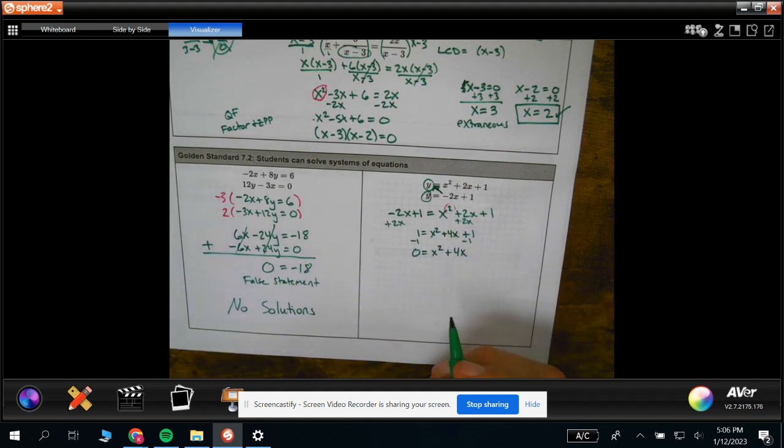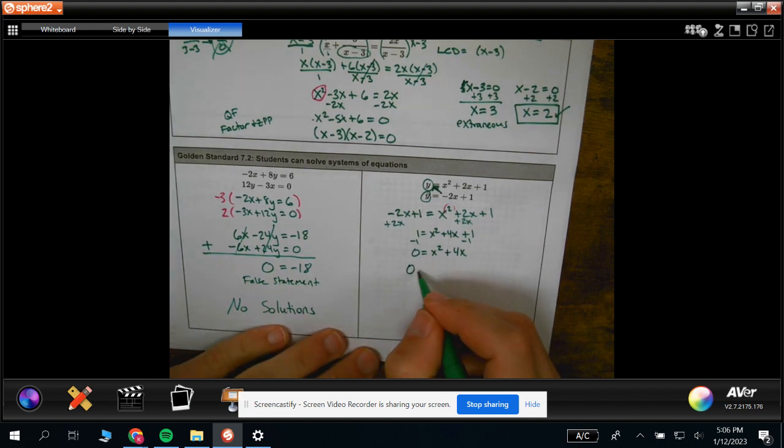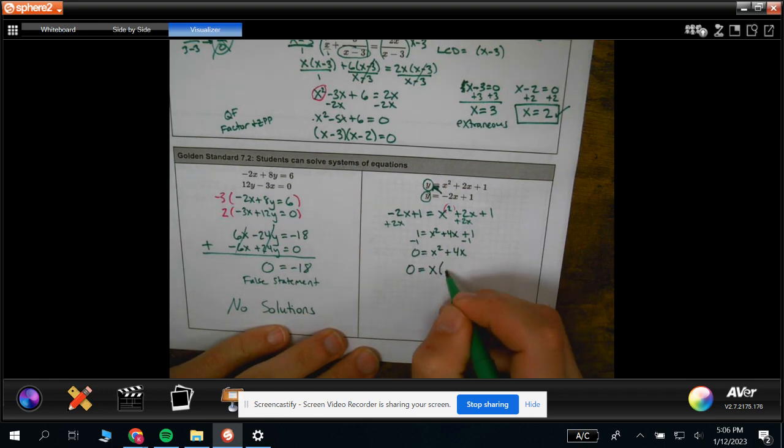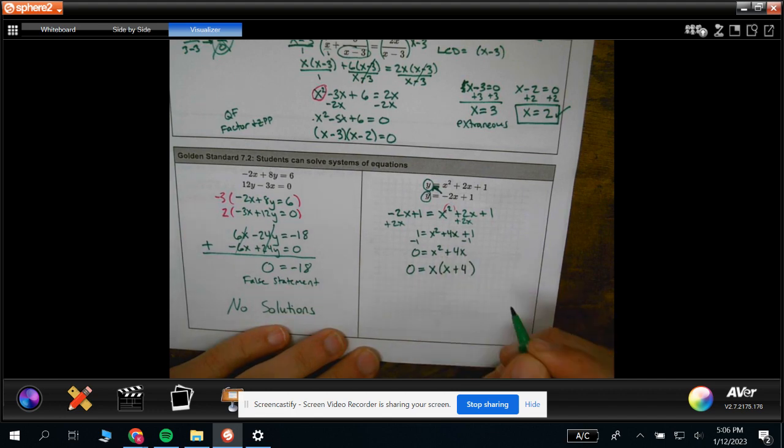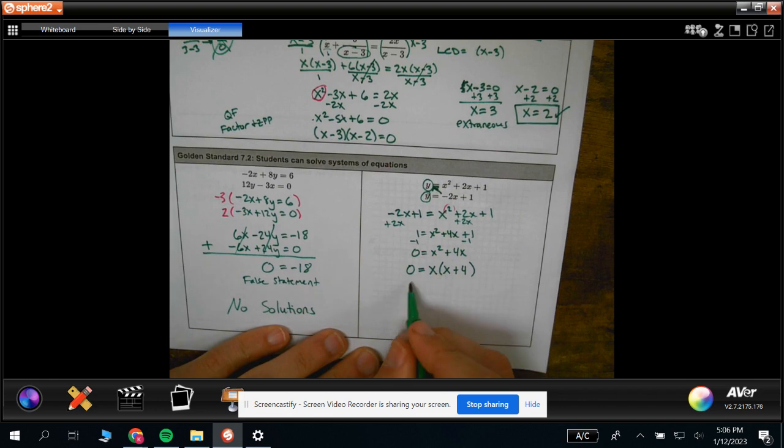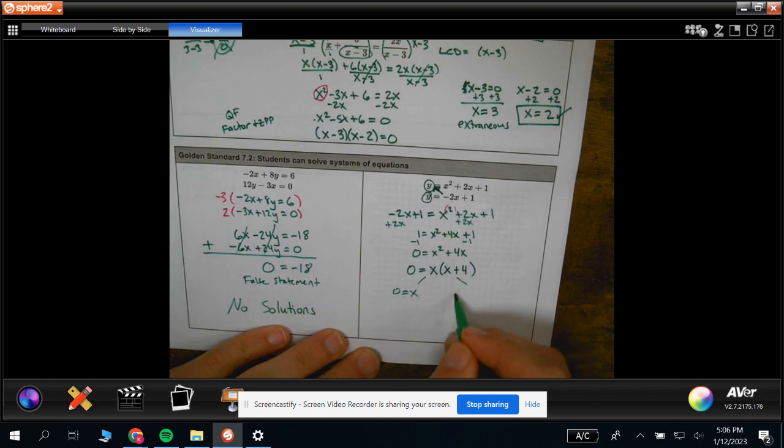Don't forget, because it doesn't look like a normal quadratic, what's your first step when you factor a quadratic? Greatest common factor. Here, our greatest common factor is x. So if I factor out an x, divide out an x, x times x equals x squared. 4x divided by x equals 4. What are our solutions here? Either x equals 0 or 0 equals x plus 4. Subtract 4 from both sides. So x equals negative 4.